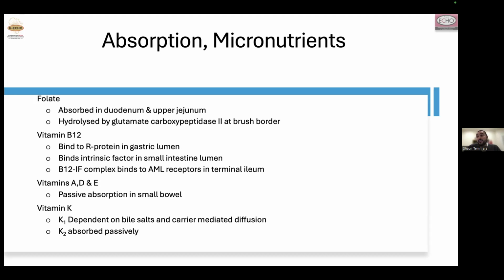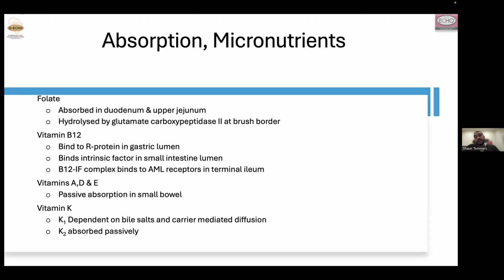Within the small intestinal lumen, however, by the activity of proteolytic enzymes, the R protein is degraded and it liberates this B12 intrinsic factor complex. This then binds to AML receptors within the terminal ileum and it's actively absorbed into the circulation.